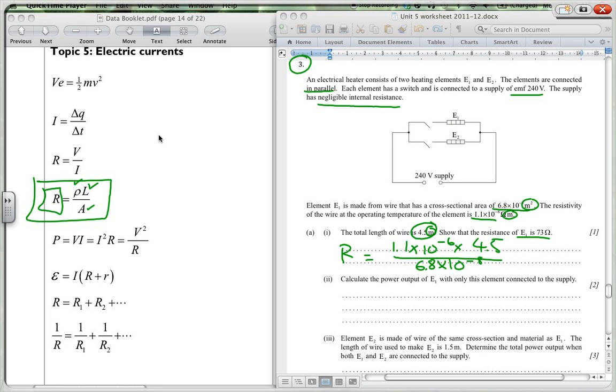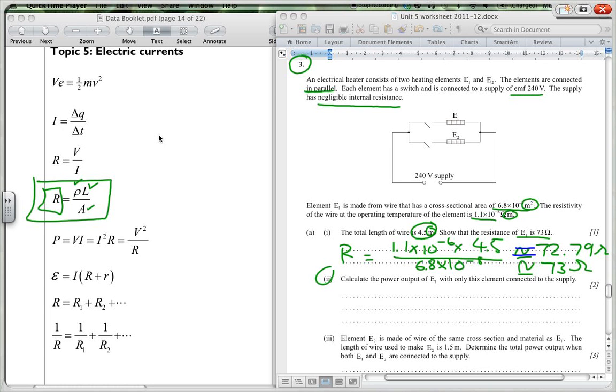So it's 1.1 exponent negative 6 times 4.5 divided by 6.8 exponent negative 8, and we get 72.794. So that is equal to 72.79, which is equal to about 73 ohms. Let me make that an equal sign there.